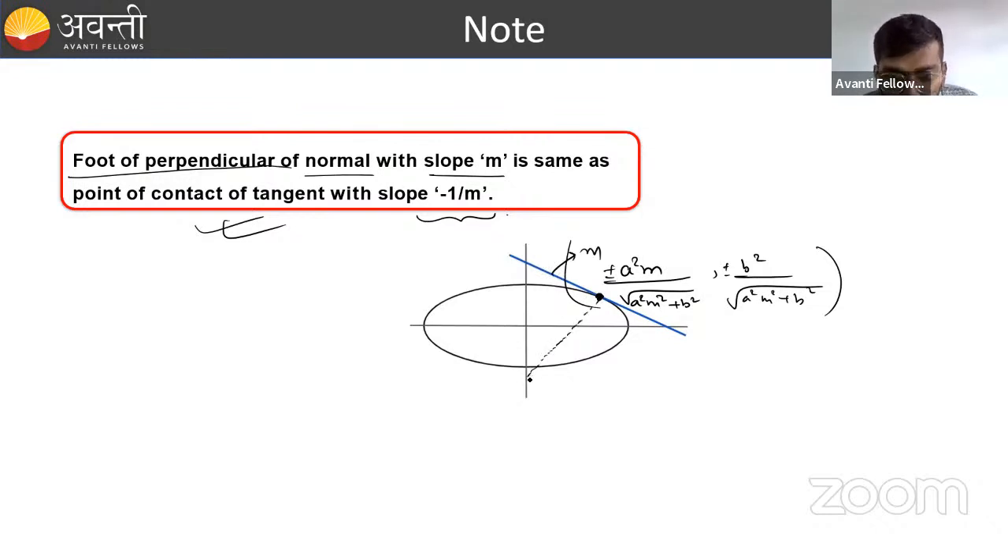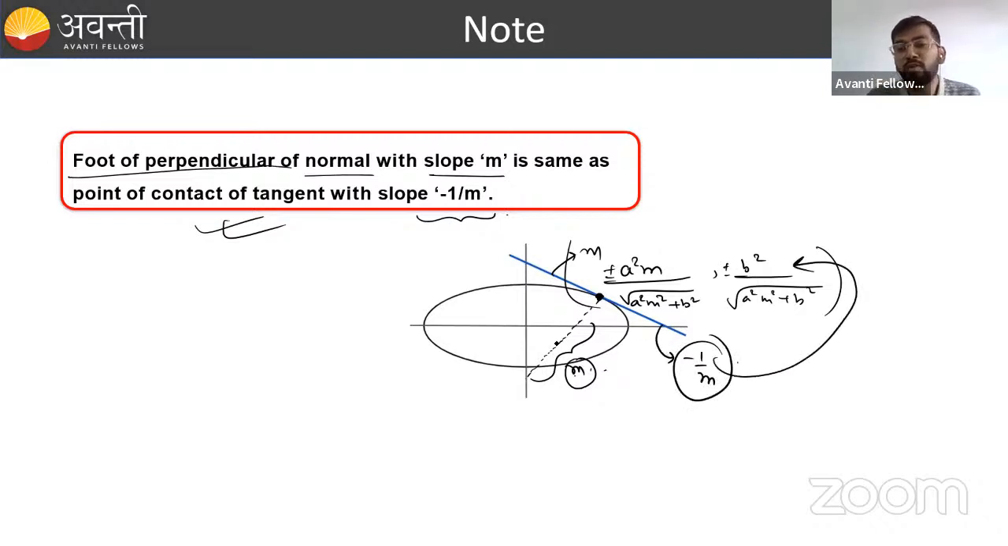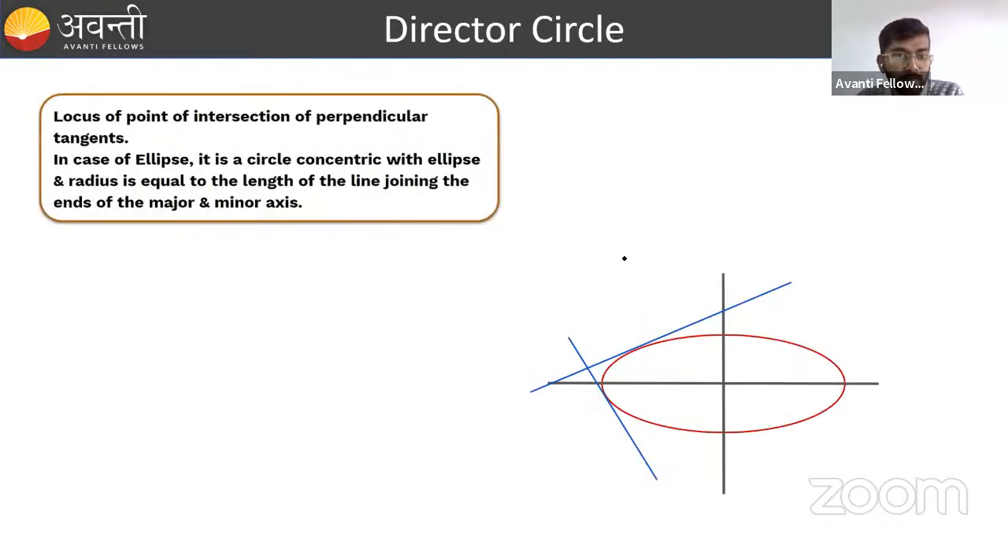Now if you want to find out the point of contact of this normal with the ellipse, so this normal has a slope m. Okay, now if the slope of the tangent was taken as minus 1 by m and used in this point of contact formula, we will get the point of contact of this normal. Okay, to find the point of contact of normal, just replace that slope by minus 1 by m in the point of contact of tangent. So you get the point of contact of normal.